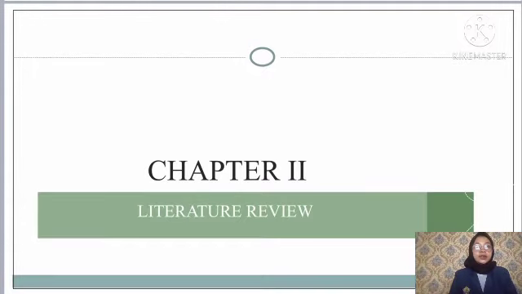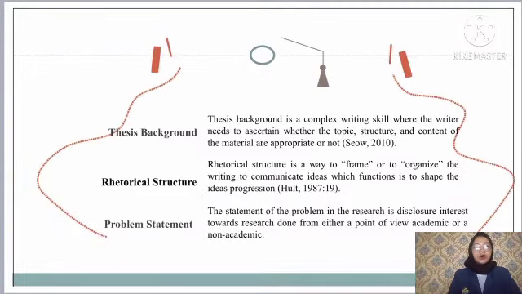Literature review. The first, thesis background. Thesis background is a complex writing skill where the writers need to ascertain whether the topic, structure, and content of the material are appropriate or not, by Seo 2010. From this thesis statement, the writer or the researcher will be able to develop a paper into several pages in a clear and coherent manner. The clarity and cohesiveness of text is highly dependent on the way the author organizes and expresses his thoughts, as suggested by Karen.